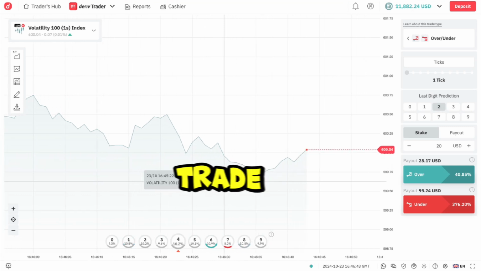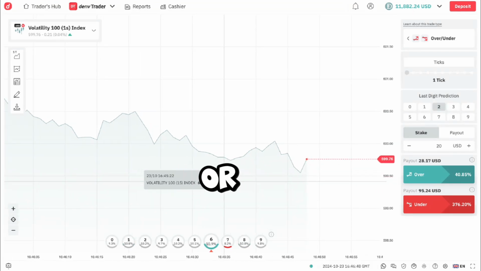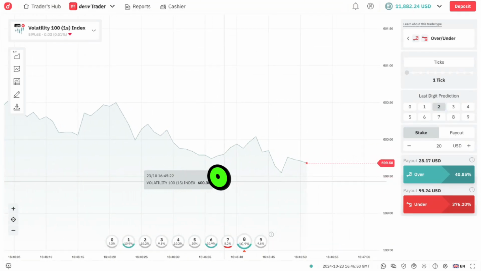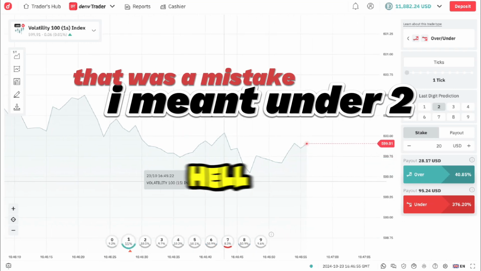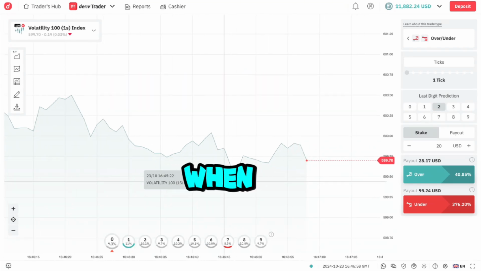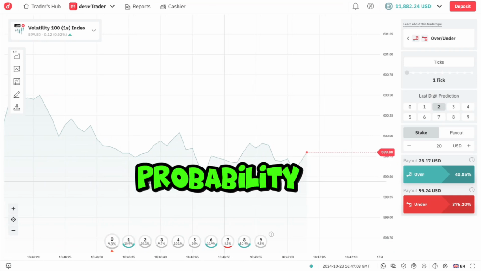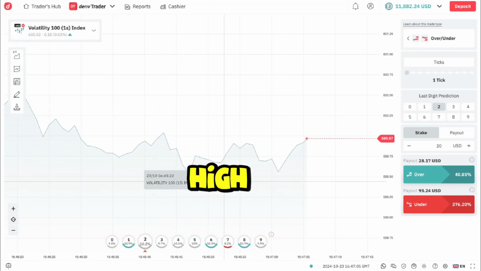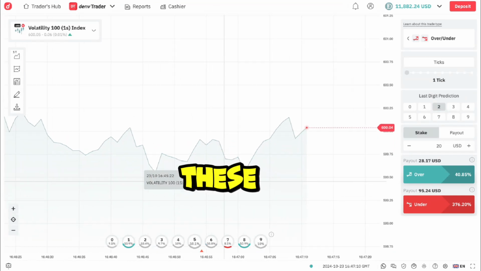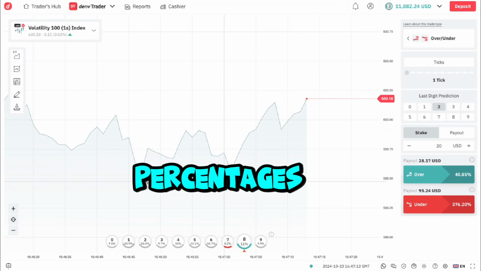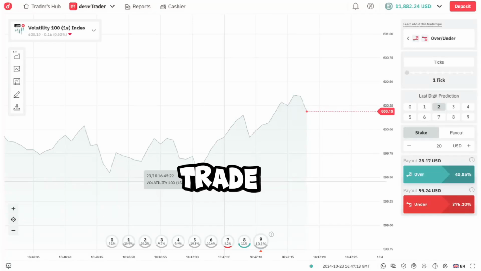So when you want to trade a particular trade type, for example, let's say you want to trade over 1 or over 2. If 0 has 10%, 1 has 10%, 2 has 10%, why the hell are you trading over 2 when you can clearly see those numbers have high percentages? The probability of them appearing is quite high. So they'll keep appearing and you lose your money. Just look at these digits. Look at these percentages. If the percentages align with the market you're trying to trade, go for it.